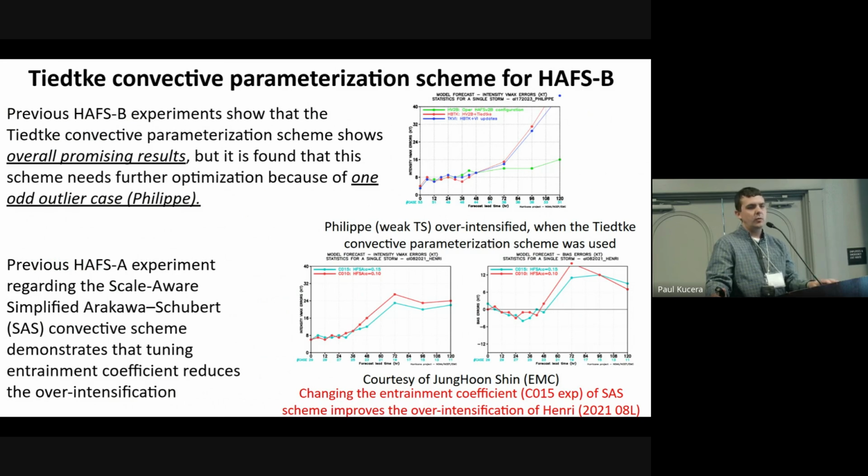So Jung-Hoon did some work that found that basically tuning the detrainment coefficient improved Philippe and improved overall stats as a result. And this is consistent with some of what was done in the scalar SAS scheme as well. TCs are really sensitive to that dry air detrainment. We saw this this year with Helene and some of these other cases where getting that dry air interaction correct is really tricky.